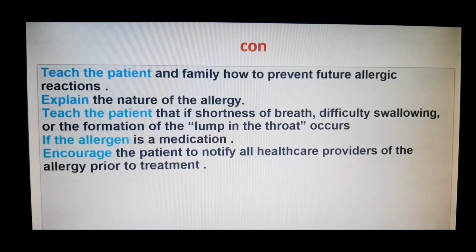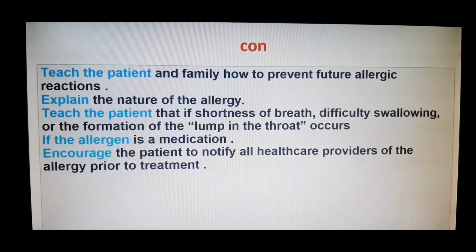Teach your patient and family how to prevent future allergic reactions. Explain the nature of the allergy, the signs and symptoms to expect, and measures to perform if the patient is exposed to the allergen. Teach the patient that if shortness of breath, difficulty swallowing, or the formation of a lump in the throat occurs, she or he should go to the emergency department immediately. So we must remember that carefully.